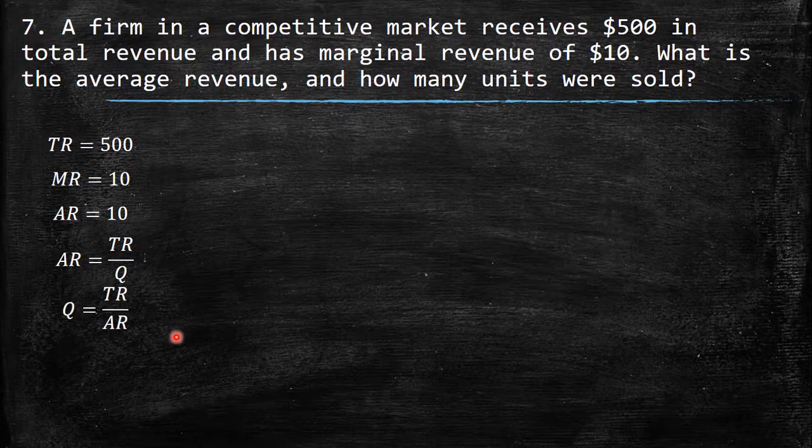Then we can put this one from the right to the left. Due to this in the denominator, it can go here to multiply this one, and then this one can go down here. So then we will have the quantity is going to be total revenue 500 over 10. Then the quantity sold was 50.